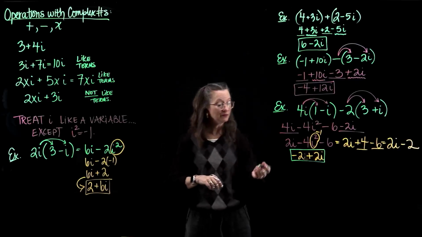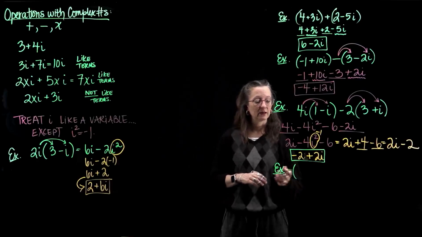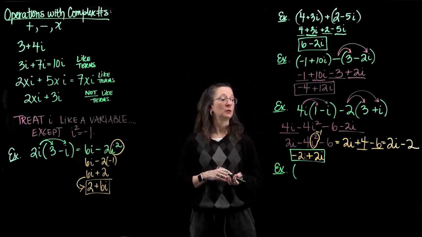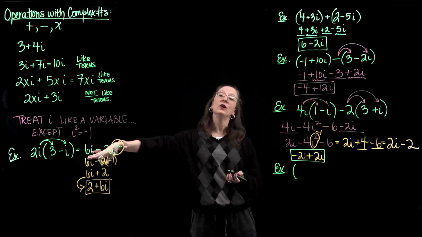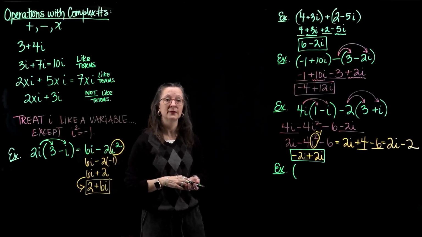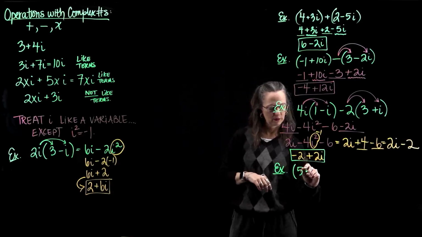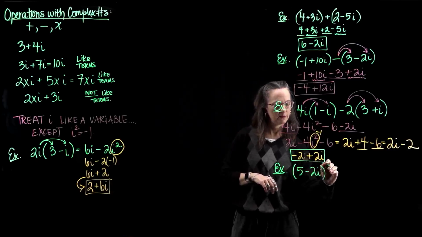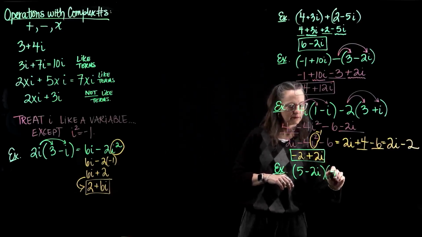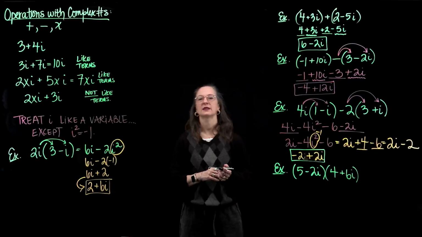Let's look at one more. And this one is going to be another complex number multiplied by a complex number. I did one over here where we just had one term multiplied into the parentheses, and I'd like to do one more. So this is going to be, in parentheses, 5 minus 2i multiplied by, in parentheses, 4 plus 6i.